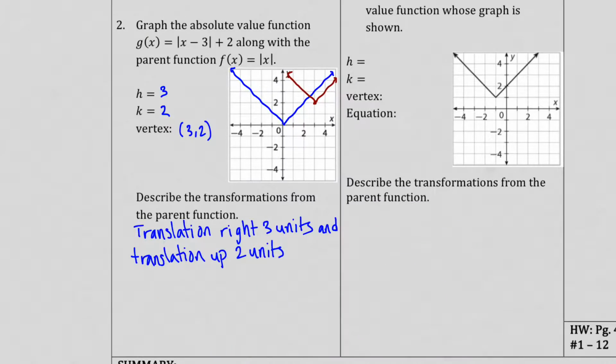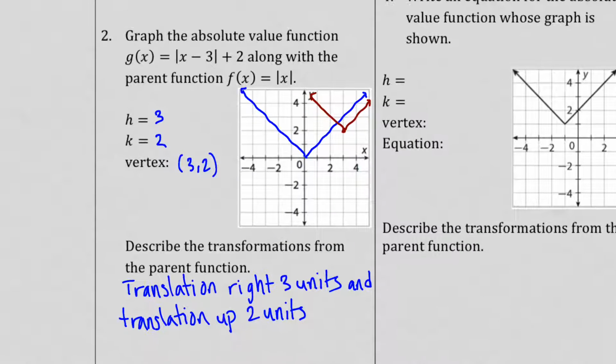For number 2, here is the graph. There's the parent function, there's the final one. The vertex is 3, 2 because H is 3 and K is 2. H is 3, not -3. Remember, when it's H, when it comes out, it becomes positive. It changes sign. So the vertex is 3, 2.